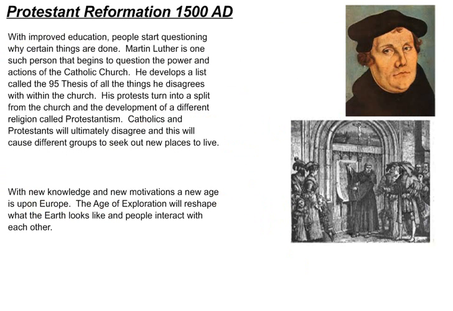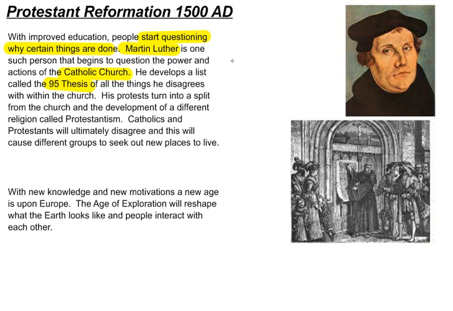One of the final things that changes during this time period is called the Protestant Reformation. This happens around 1500 AD, and thanks to the Renaissance, people are becoming more and more educated, and what they do when they become educated is they start questioning why certain things are done. And so we have this guy, his name is Martin Luther, and he is going to start to question the Catholic Church. And what he does is he posts this thing called the 95 Theses.